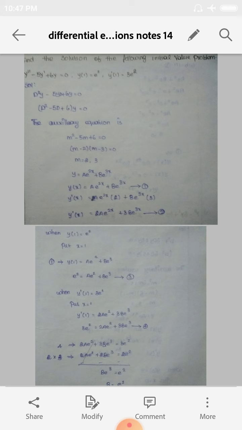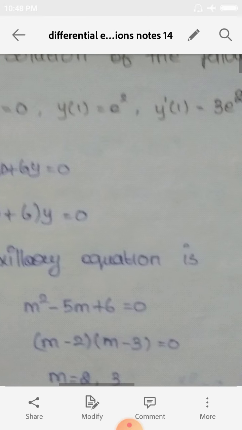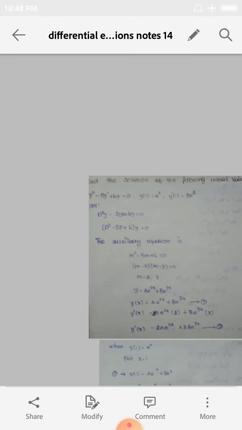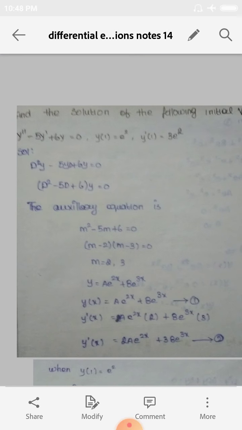See the first problem. Find the solution of the following initial value problem, that is y double dash minus 5y dash plus 6y is equal to 0. This is the given equation and the conditions are given: y of 1 is equal to e power 2, and y dash of 1 is equal to 3 into e power 2.